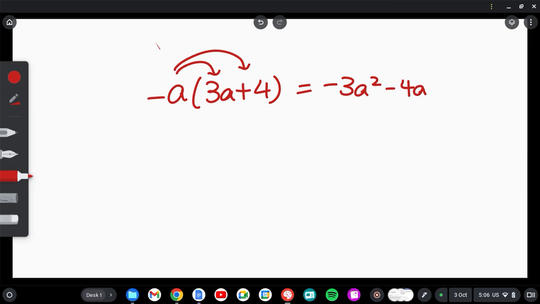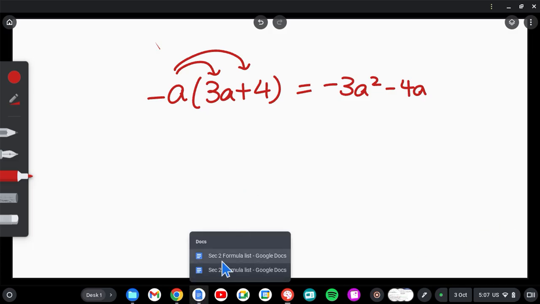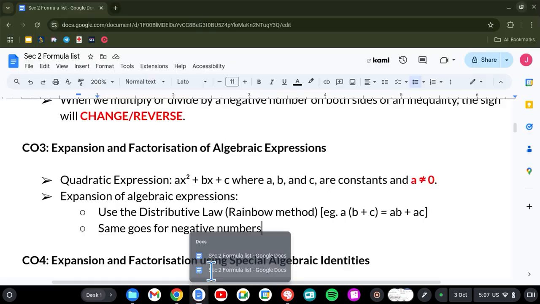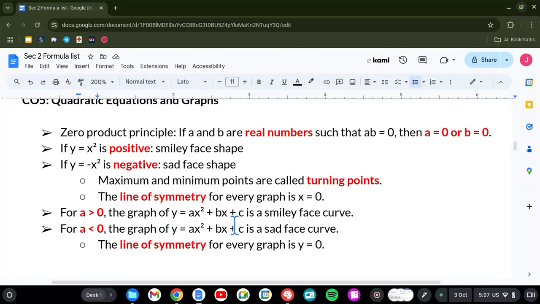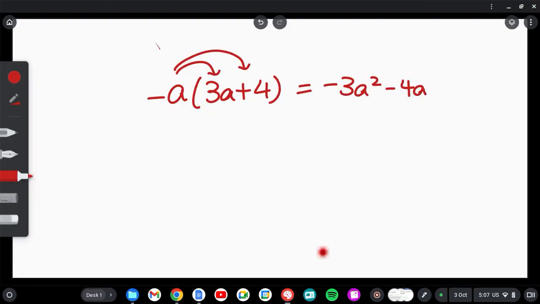Okay, then chapter 4 is okay. Chapter 5 is okay. Got someone who wants me to explain what a smiley and sad curve is, right? See, smiley face, sad face. You see that? What this means is like that. Smiley face is like that.